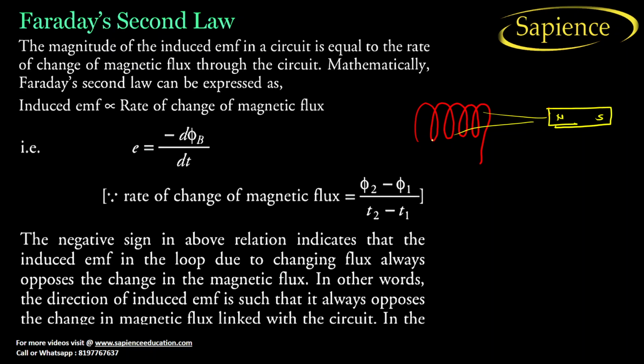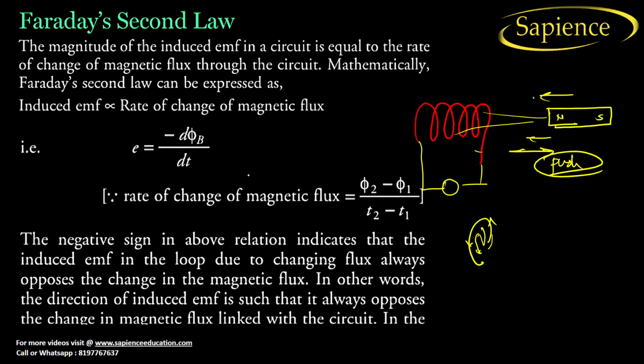If you move this, current will be induced in the circuit, right? Now the question is in which direction current will be formed. Current will be formed in such a direction that it will oppose the cause. This motion is caused, for example, by the north pole coming, so it will create a current in such a way that it will also create a north pole. That means it will create an anti-clockwise rotation. If it creates a north pole, it will try to push it away. So induced EMF is such that it is always opposite to the applied change.